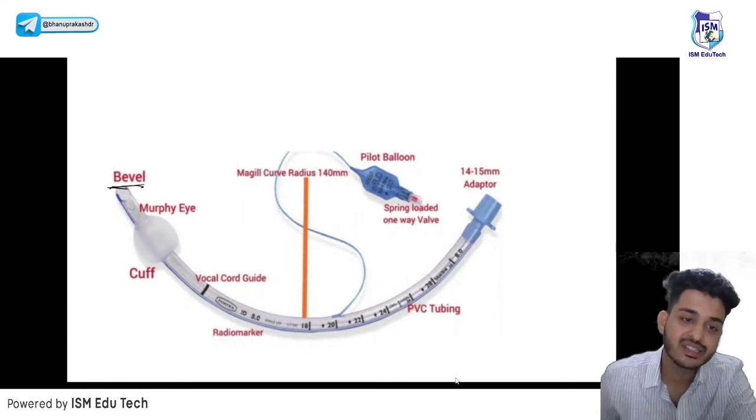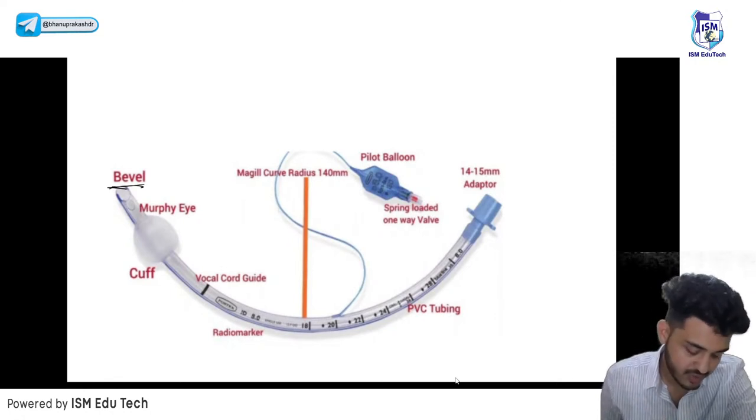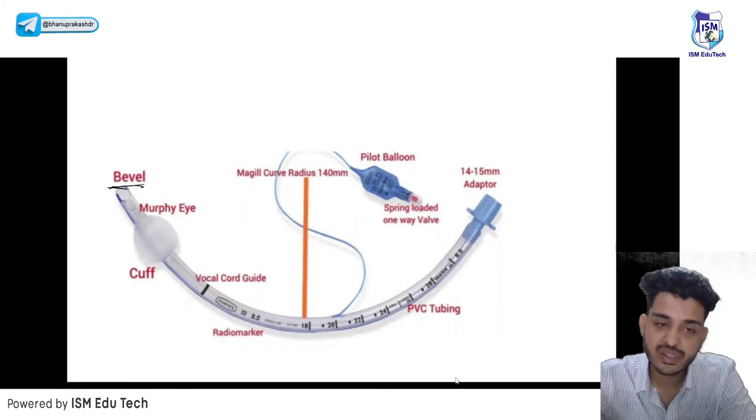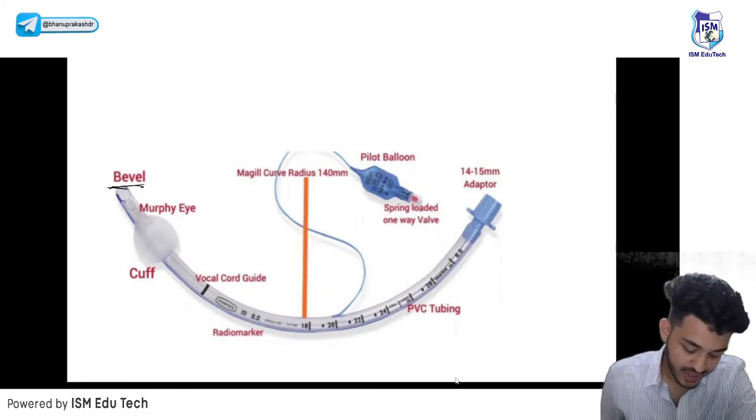What is its function? Extra air will pass through it. If the front opening gets blocked, there will still be oxygenation through it.